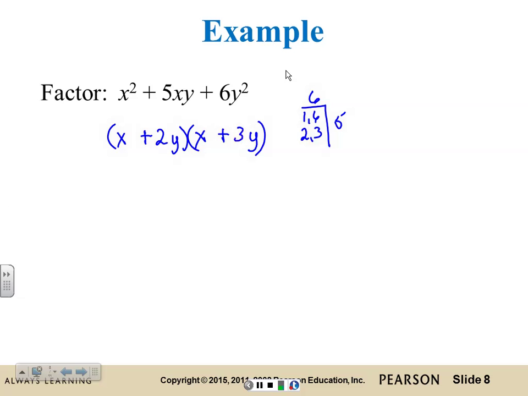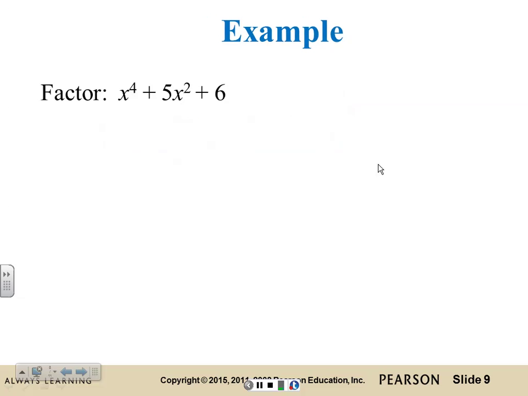So multiple variables are not that big of a deal. If you have multiple variables, just know you're going to have your first term here, and your last term is going to carry that variable this time. What about higher exponents?